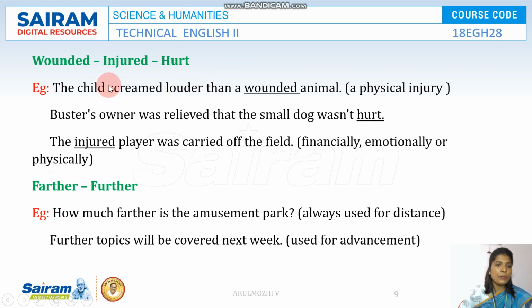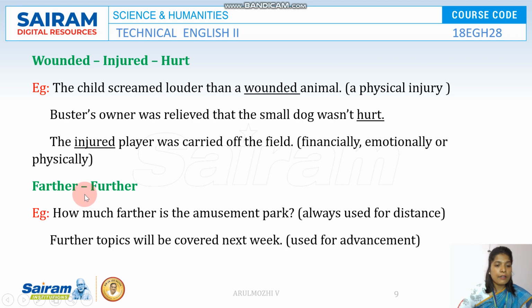Okay, next one, wounded, injured, and hurt. Wounded is used only for physical injury, but injured and hurt can be used for both physical and emotional injury. Okay, here are some of the examples. The child screamed louder than a wounded animal. Buster's owner was relieved that the small dog wasn't hurt. Then the injured player was carried off the field.